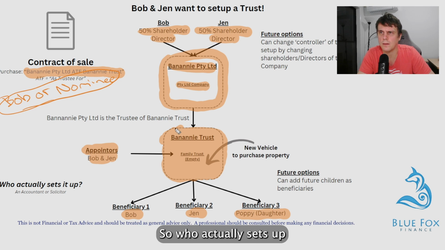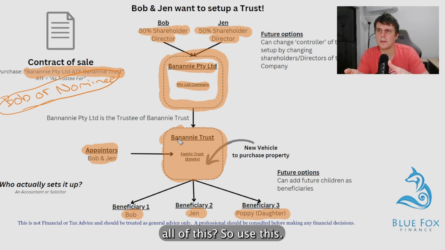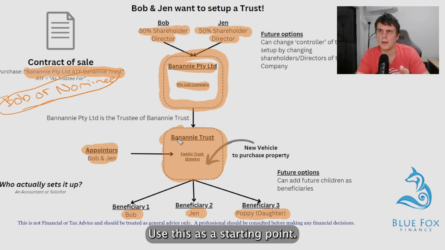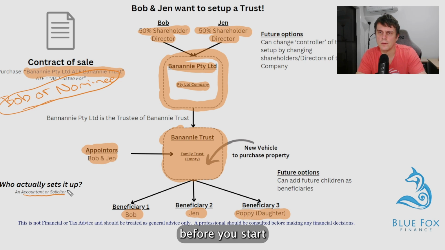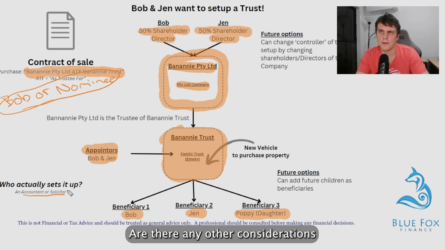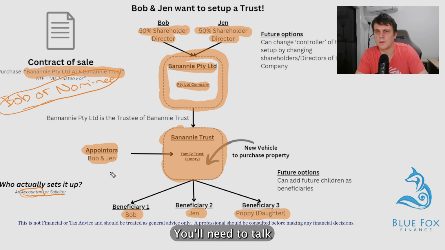And who actually sets up all of this. So use this as a starting point, as it may not be best for you. If you don't know what to do, send a picture of this to your accountant or solicitor. If you don't have an accountant, you definitely need one before you start purchasing in trust. So have a meeting to do that. Show them this picture and say, hey, this is probably a good starting point. Can you recommend a different trust structure that might be suitable? Or are there any other considerations or anything else you'd recommend? Definitely, you'll need to talk to an accountant.